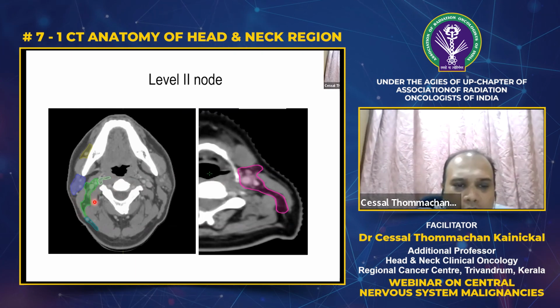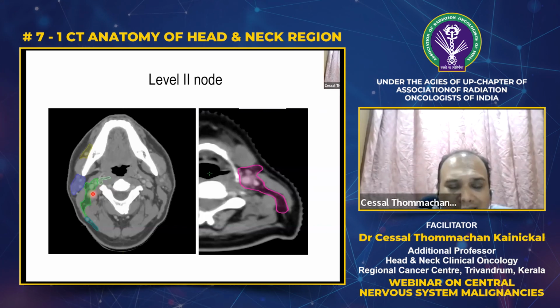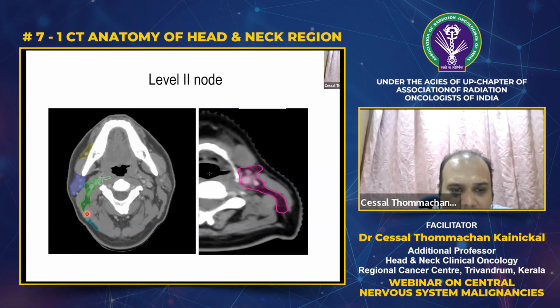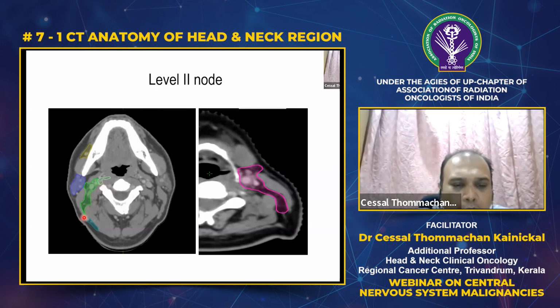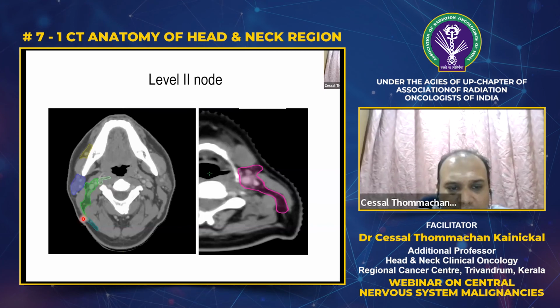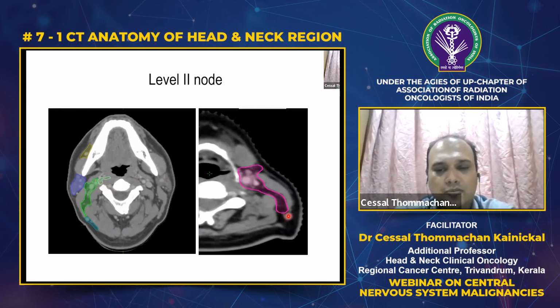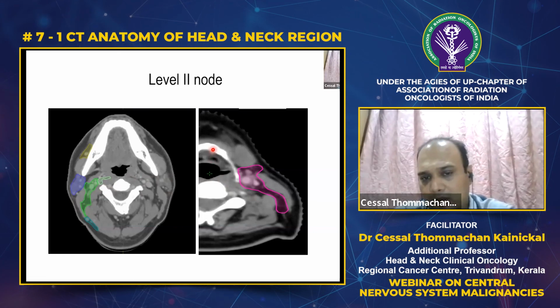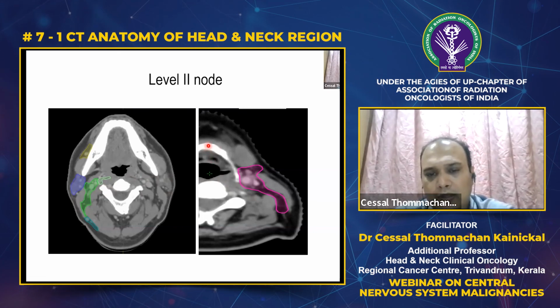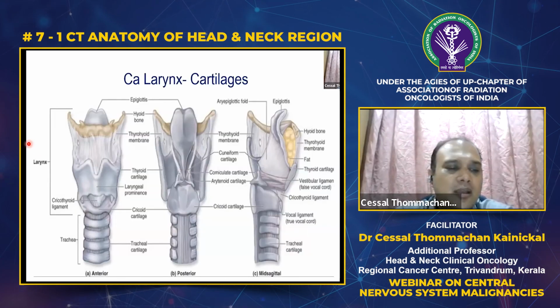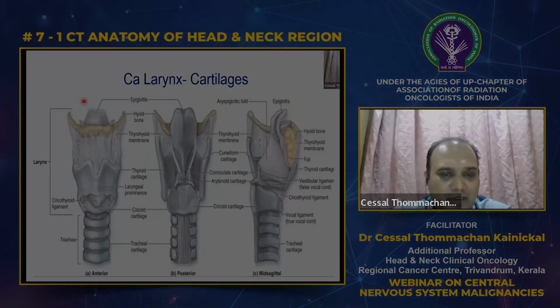Then you have the medial edge of level 2, level 3, and level 4, which is formed by the scalenus muscle. So this is the scalenus muscle. Anterior, middle, and posterior scalenus muscles are there. And posterior to level 2 is level 5. Superiorly, it extends from the C1 vertebra to the caudal edge of the hyoid bone. Okay, that's all about the oral cavity, level 1A, 1B, and level 2.